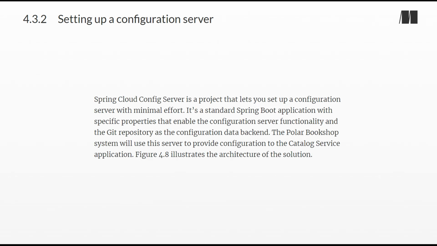Section 4.3.2. Setting up a configuration server. Spring Cloud Config Server is a project that lets you set up a configuration server with minimal effort. It's a standard Spring Boot application with specific properties that enable the configuration server functionality and the Git repository as the configuration data backend. The Polar Bookshop system will use this server to provide configuration to the catalog service application. Figure 4.8 illustrates the architecture of the solution.